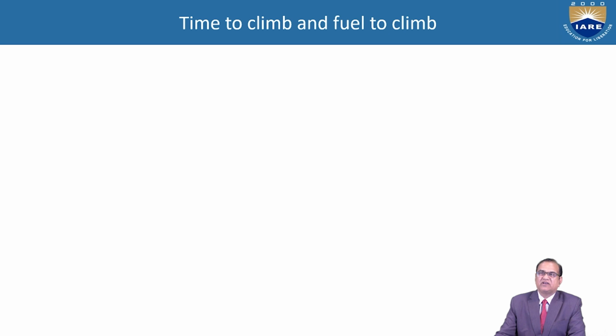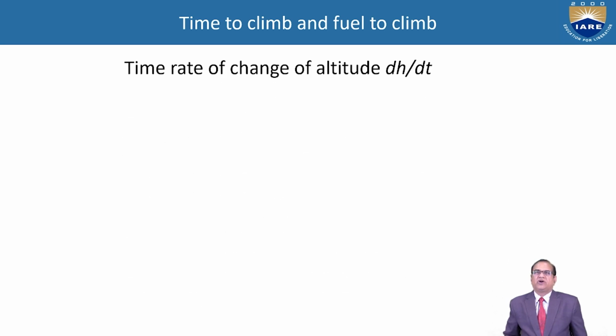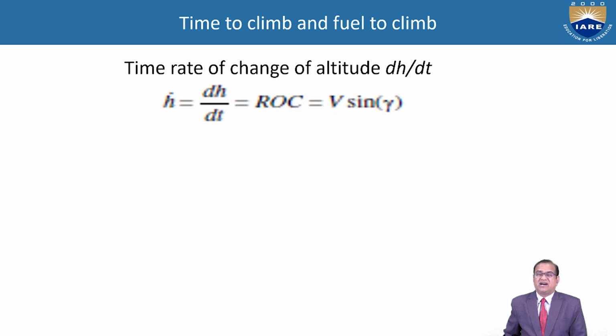Time to climb and fuel to climb. Now I will discuss how much time and how much fuel is required for that climb. This we are going to discuss in this slide. The time rate of change of altitude, dH by dt, is called h dot, and this is equal to the rate of climb, and the rate of climb is equal to V sin gamma.